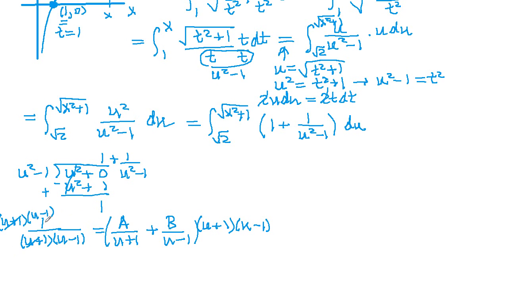So the u plus 1s, u minus 1s cancel. We're left with a 1 on the left-hand side. Right-hand side, we're going to multiply these in. So in the first term, the u plus 1s cancel. We are left with a times u minus 1. In the second term here, the u minus 1s cancel. So we're left with b times u plus 1. So now we can use undetermined coefficients.